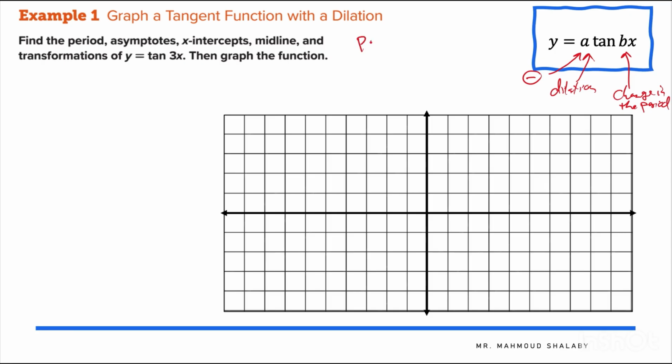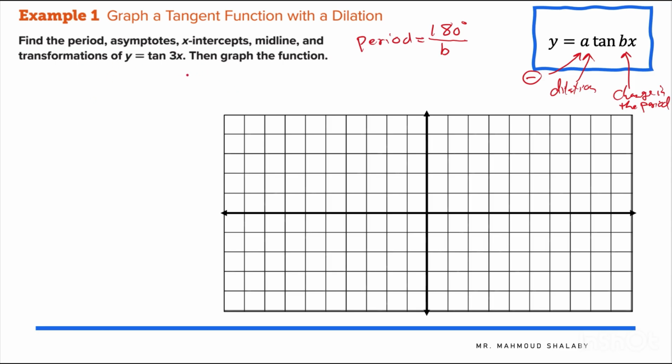Remember, ya shabab, we always said the period equals, in sine and cosine, 360 degrees over b. Am I right? The period in sine and cosine was 360 over b, which means 360 is the original period of the graph divided by the factor that is multiplied by x. However, in tan, it's not 360 anymore. We are using 180 degrees here. So the period for the tan will be 180 degrees over b.